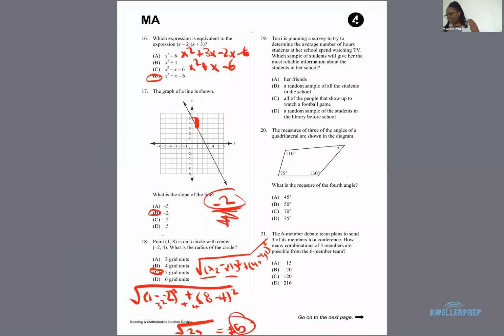So if Terry asked her friends to give her information about the school, she's disregarding the opinions of all the other students in the school besides her friends. So that's a form of bias. When you're taking a sample of students, you want to get the most data possible from the most different types of people. So her friends is too small of a sample size.